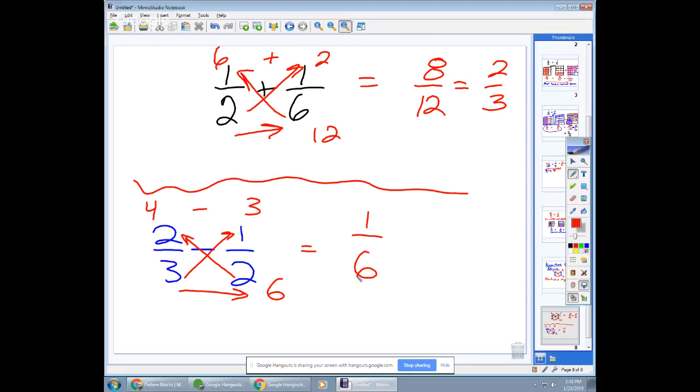Yes, Sarah? What about mixed numbers? We'll get there in a moment. Mixed numbers are a pain in the bottom, and I'll explain why. All right, so that's one algorithm. Other algorithm.